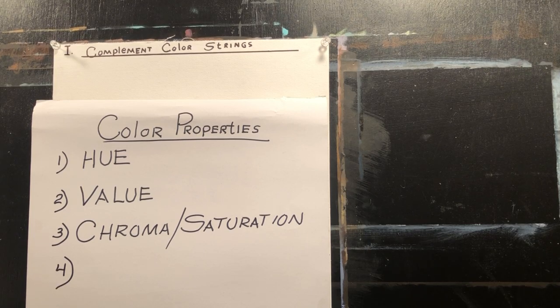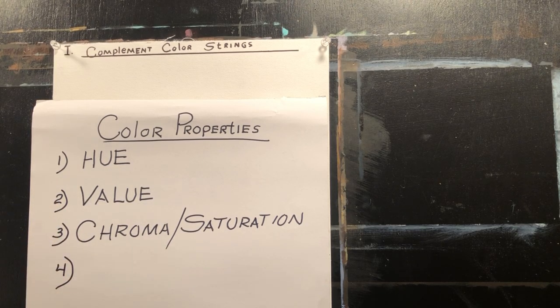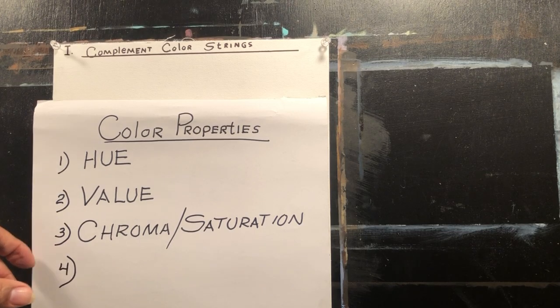If you can imagine, say, a yellow shirt right close to you, and the same shirt maybe a half a block away, well, it's not going to be as intense in color. Therefore, to do that, you have to reduce the chroma. And last but not least is color temperature.